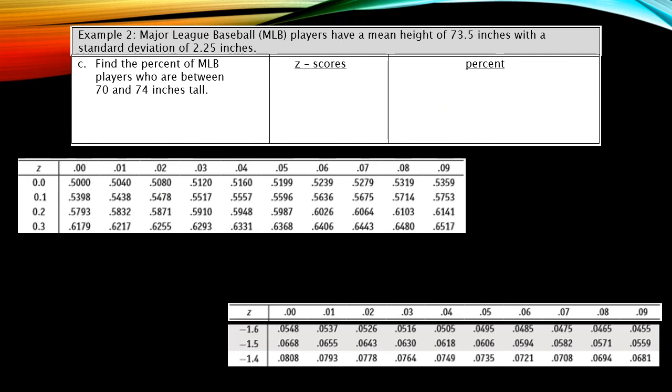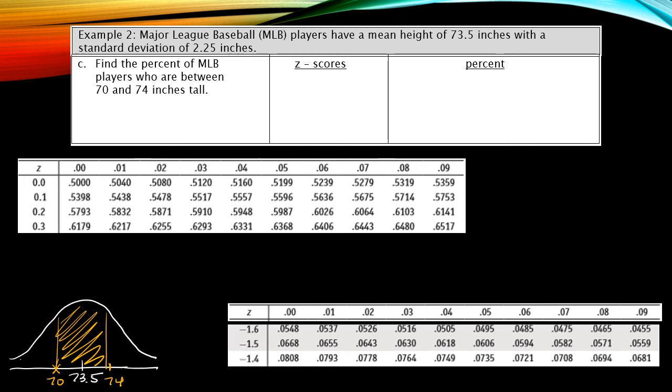For this example, we're going to do something a little bit complicated, so I'm going to try to draw a picture down here. We're trying to find the percentage of players who are between 70 and 74 inches. So here's the mean, 73.5. And I'm trying to find players who are between 70 and 74 inches. So I want to know what's the percentage in between.